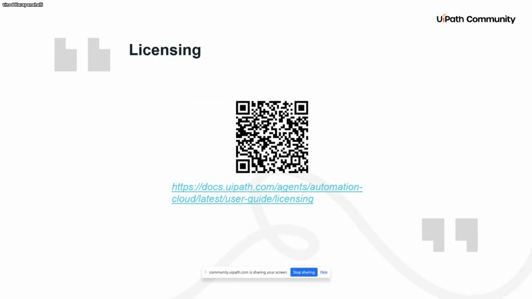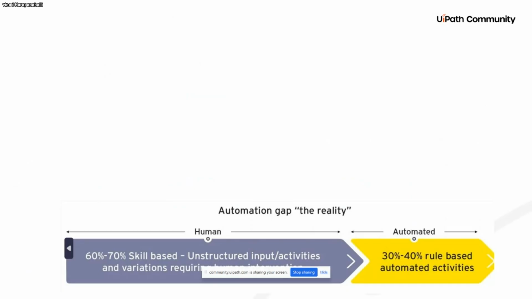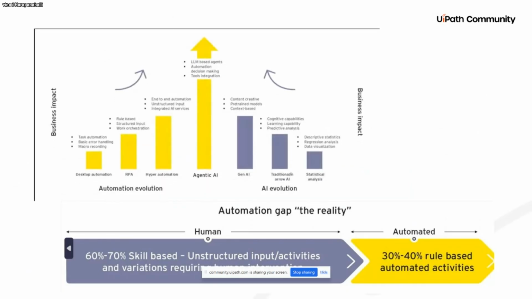Okay, let's go to another slide. So here is just the business impact happening all over the globe. On the left-hand side you can see automation evolution, and on the right-hand side you can see AI evolution, right? Most of you who are from an RPA background can understand the automation evolution more easily, where we started with desktop automations and robotic process automation, which is rule-based and needs structured input. We have to provide those things, and hyper automation came into place.